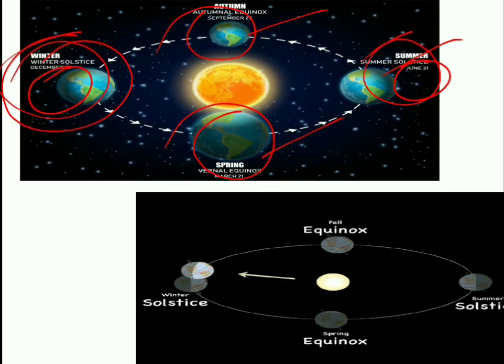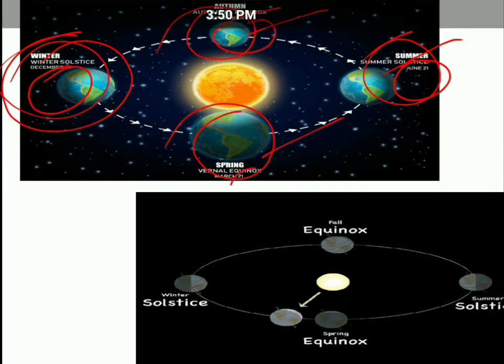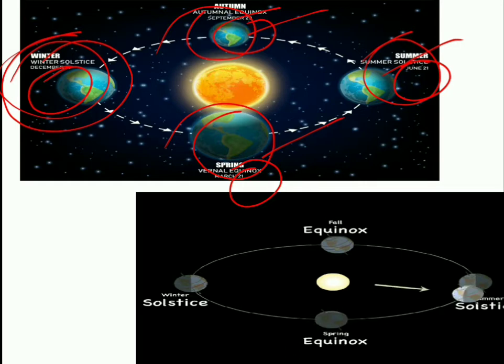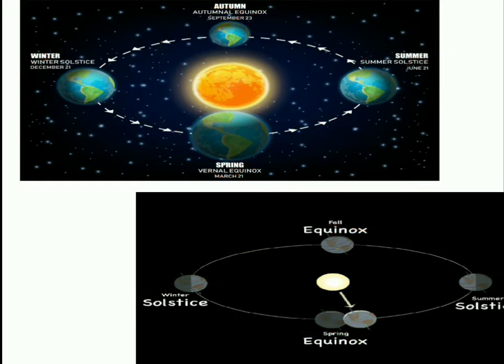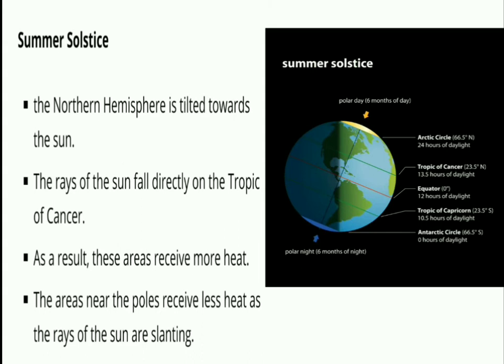In between the two we have the autumn season and spring season. Those are equinoxes. On September 23rd and March 21st, the earth experiences equal day and equal night. So how does the position change on revolving around the sun? This is the summer solstice, this is the winter solstice, and this is an equinox, and this is also an equinox. This is the autumn equinox, this is the spring equinox.